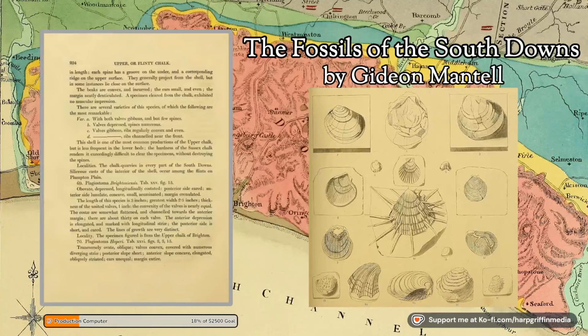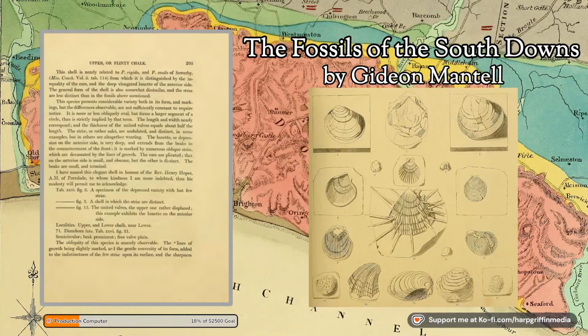70. Plagiostoma hoperi, Tablet 26, Figures 2, 3, 15. Transversely ovate, oblique, valves convex, covered with numerous diverging striae. Posterior slope short, anterior slope concave, elongated, obliquely striated, ears unequal, margin entire.